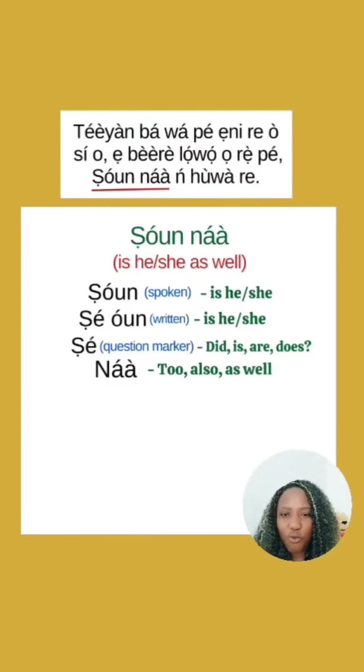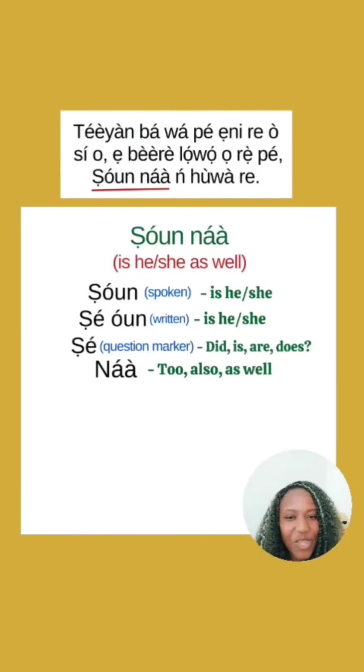Ṣé here is a question marker that we use in Yoruba. If you want to ask a question that has to do with did, is, or does, you would use ṣé as a question marker. Ṣé ẹ ti jẹun, have you eaten? Ṣé ẹ fẹ́ sùn, do you want to sleep? Ṣé wọ́n máa ń ṣe bẹ́ẹ̀? Do you do that? So ṣé is a question marker that is used in a lot of Yoruba questions. Did you do it? Did you see it? Have you eaten? So it can be have you as well. When you want to ask a question, it's very easy to turn a Yoruba sentence into a question.